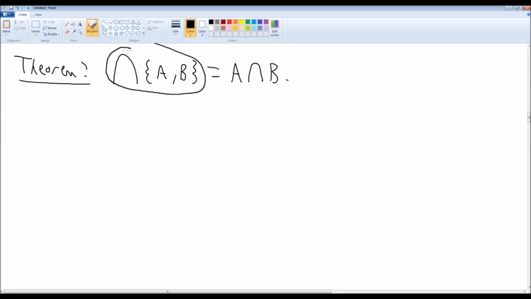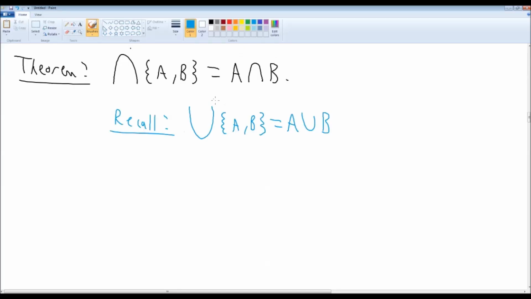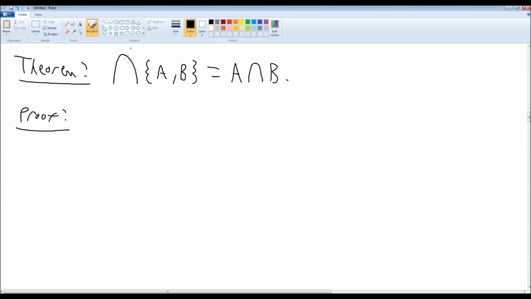The arbitrary intersection of this pair is just the same as the intersection of A and B. Recall last time we proved that for unions, a very similar law holds. So let's prove this. Of course, when dealing with arbitrary intersections, we have to take care that this isn't the empty set, otherwise it's not defined. However, in this case, since we have a pair, it has either one or two elements, but it can't have zero elements. So that means we know this guy is defined, and what is this equal to?